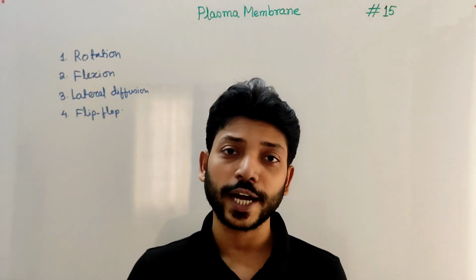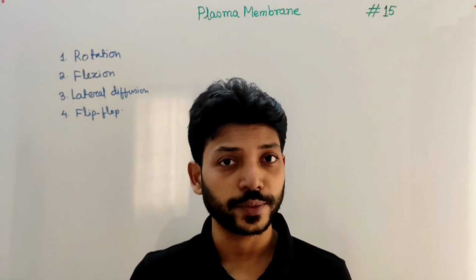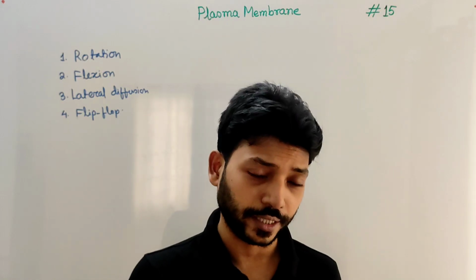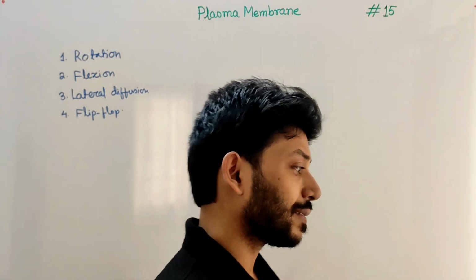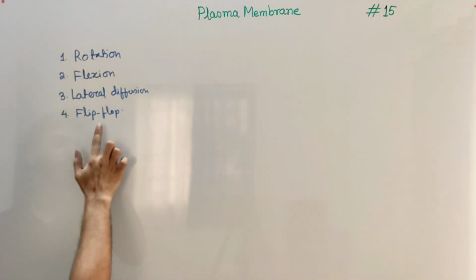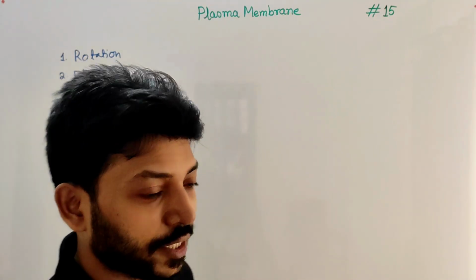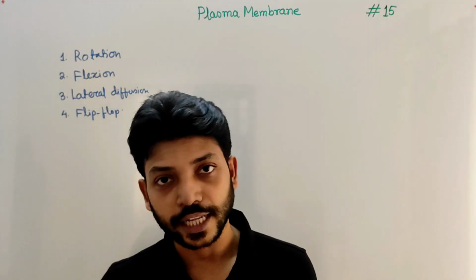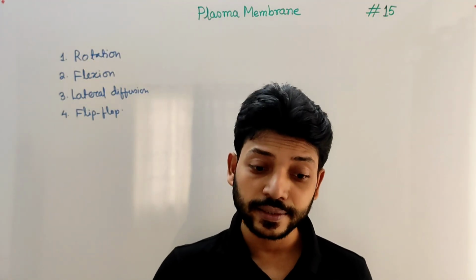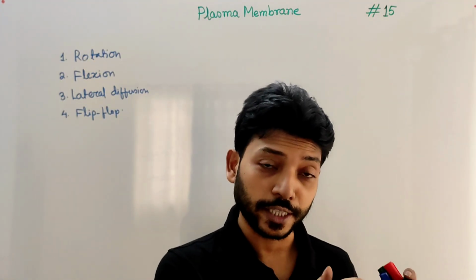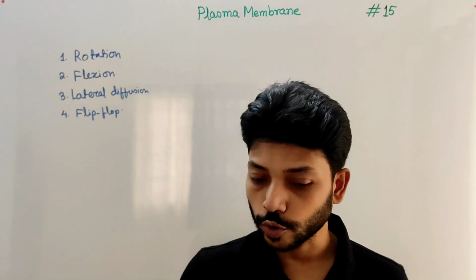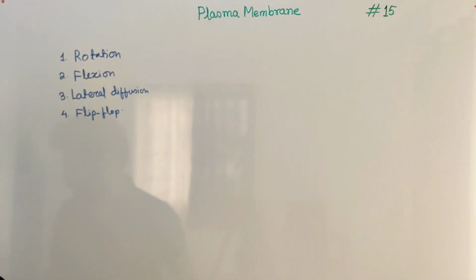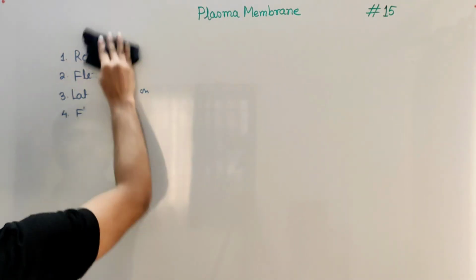In my previous video, I discussed the mobility of lipid molecules. I will take a separate class on protein mobility also. In that video, I mentioned that lipid molecules perform 4 different movements: rotation, flexion, lateral diffusion and flip-flop. It is because of these movements that the plasma membrane is mobile, or fluid in nature. So today's topic is membrane fluidity.